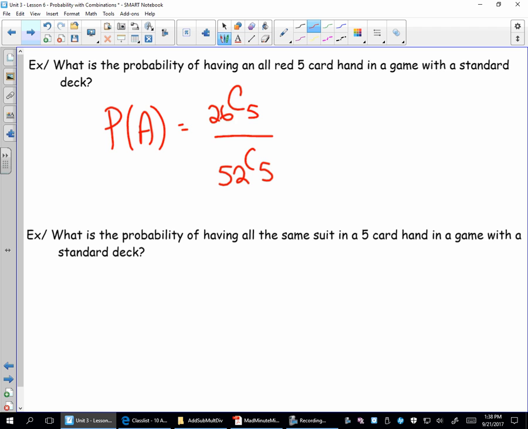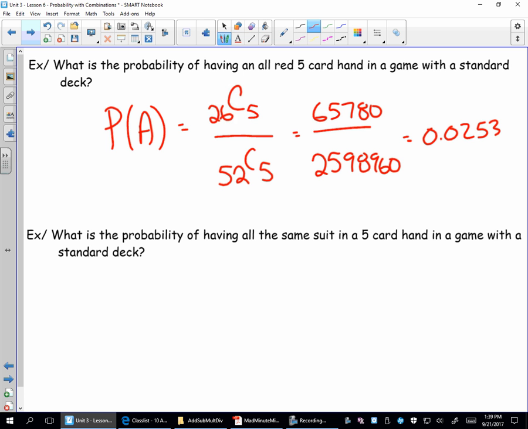Here's my probability: 65,780 out of, big number here, make sure I get this right, 2,598,960. Or if you did yours in decimals, 0.253. Okay, again, when you're picking a hand from a deck of cards, the order you get the cards in doesn't matter. It just matters the ones that you have in your hand.